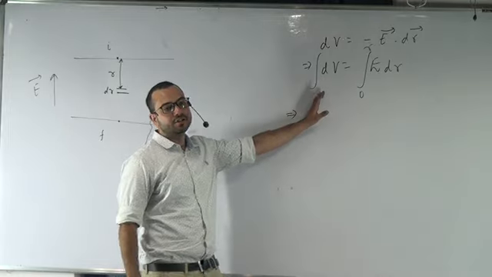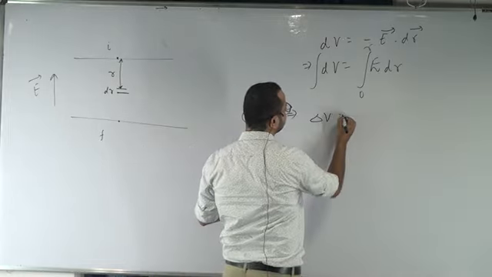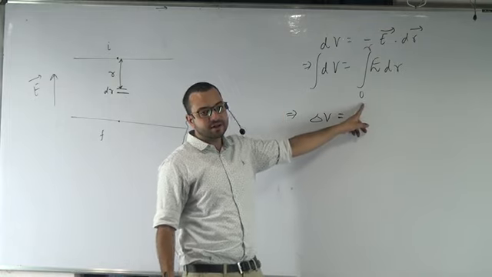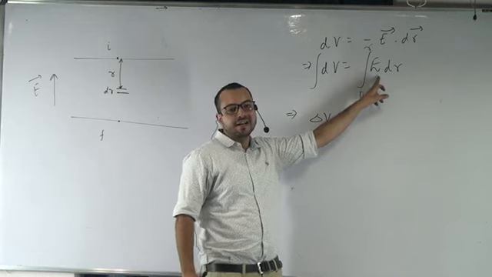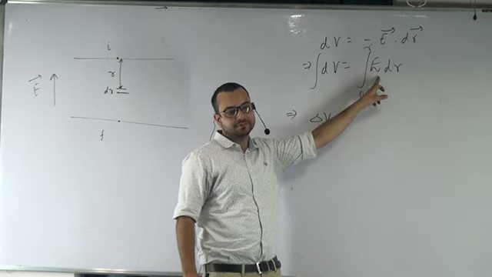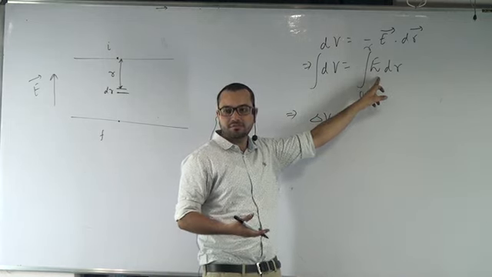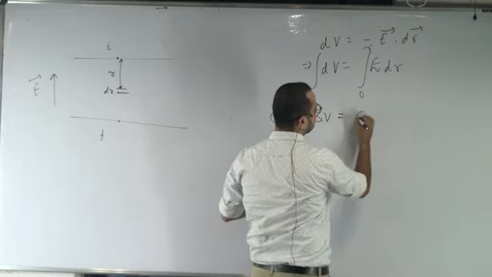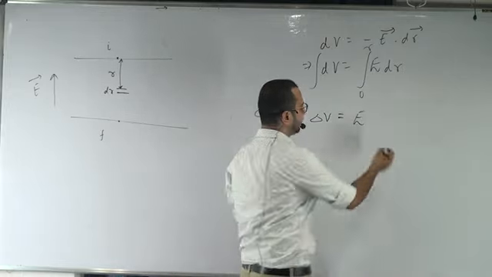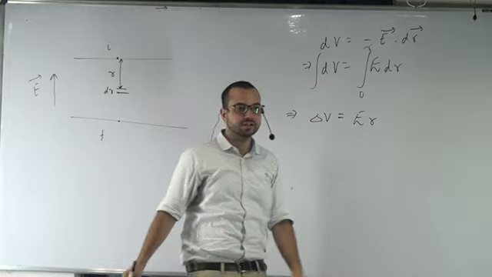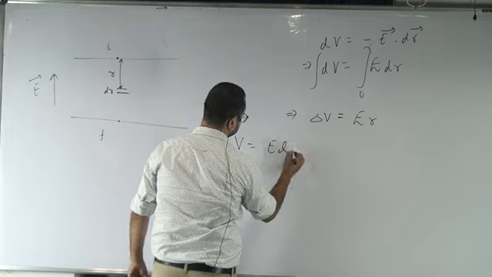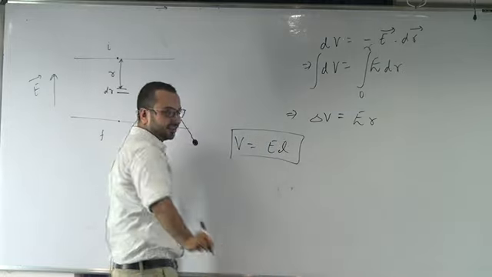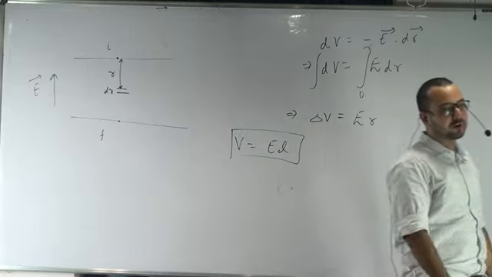Alright, listen up. So we integrate dV, what do we get? Delta V. r is varying from 0 to small r. E is constant, so it will come outside. And the integral of dr will be r. So the change in potential is E r. This is a result we are going to remember because it will be used very frequently.